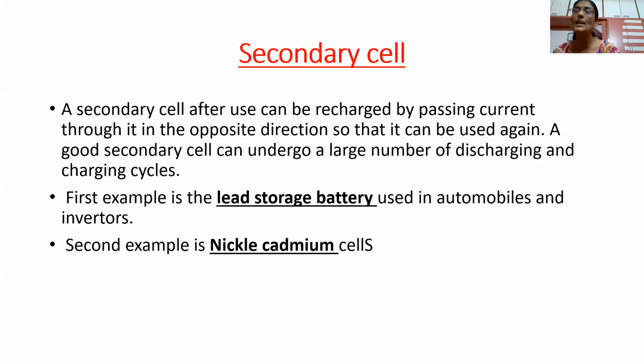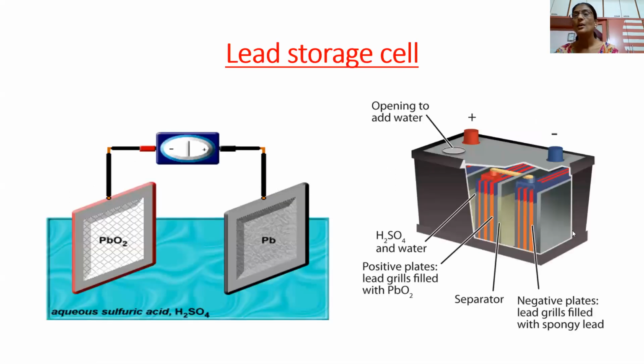Like we recharge our mobile battery: when the mobile gets discharged, we recharge it again, because the battery in the mobile is which kind? Secondary battery. So a secondary cell or secondary battery is a cell which can be recharged again and again. The number of times it can be discharged or recharged, it is known as a secondary cell. Two types of secondary cell we'll discuss here. One is the lead storage battery, which is used in automobiles.